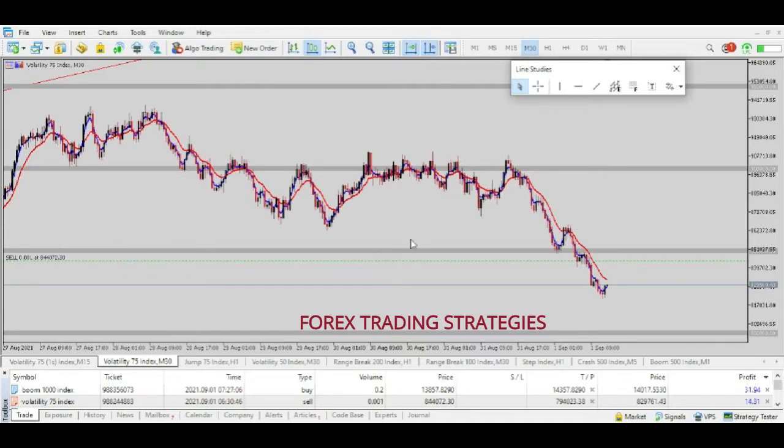Okay, so let's get into how we actually do this. How do we actually create a robot that does this even when we are at our charts and when we are not at our charts? How do we actually do this?